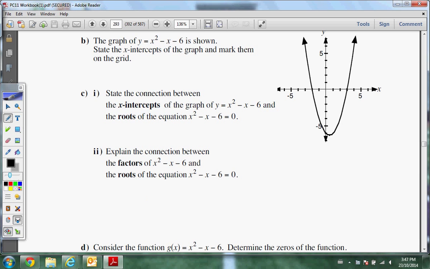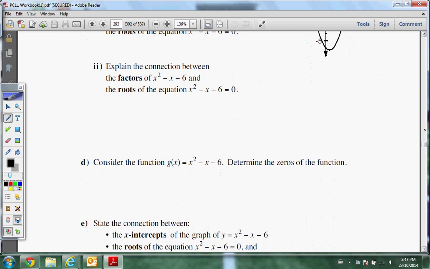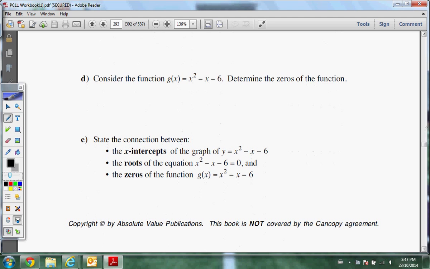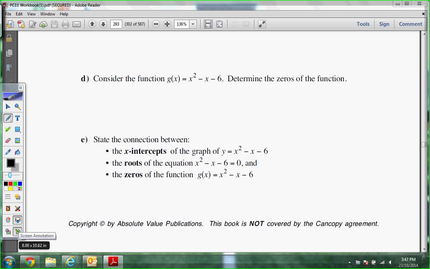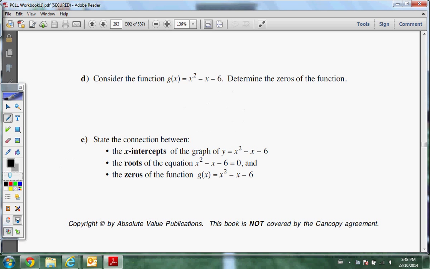All right, and what's the last part I want us to do here? It's probably going to be some more repetitive stuff about how it's a 0. Okay, consider the function x squared minus x minus 6. Determine the zeros of the function. So to determine the zeros, we make that a 0, and then we factor again. And we get the same thing. And then down here, it's what's the connection. They're the same. Very redundant. I think you probably get it by now. Okay, so let's move on to, hopefully, one more example.